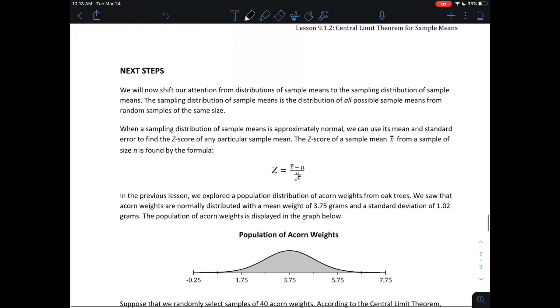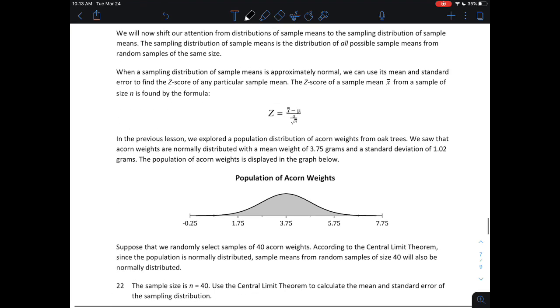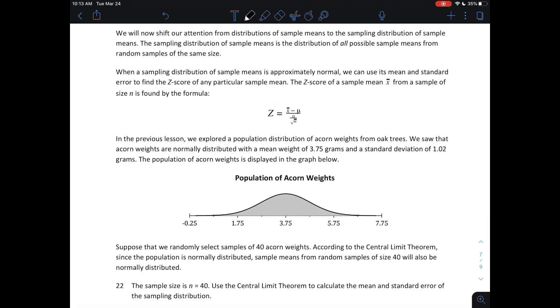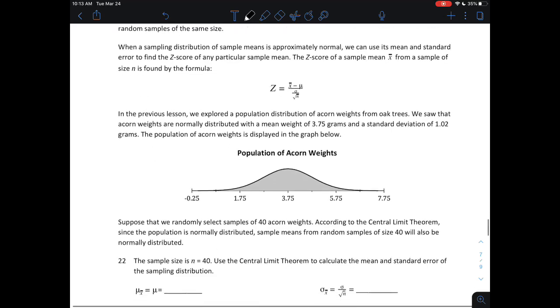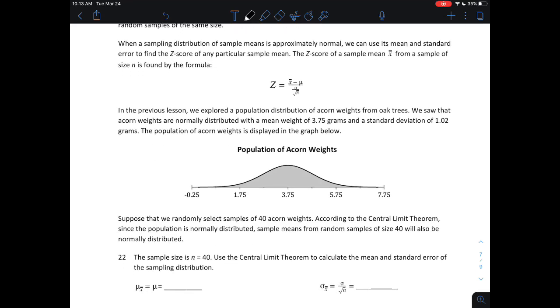In the previous lesson, we explored a population distribution of acorn weights from oak trees. We saw that acorn weights are normally distributed with a mean weight of 3.75 grams and a standard deviation of 1.02 grams. The population of acorn weights is displayed in the graph below. We have this horizontal axis going from as far as negative 0.25 on the left and up to 7.75 on the right. And it looks like the center is somewhere in the middle, about 3.75.